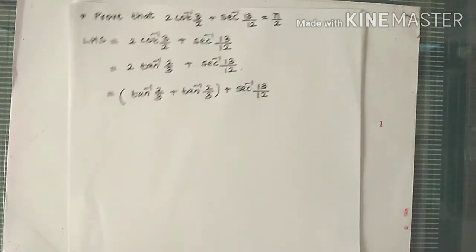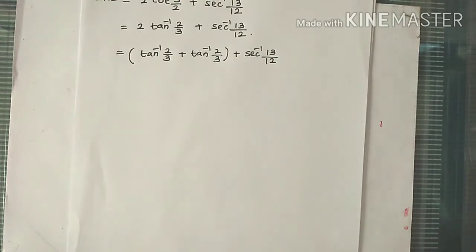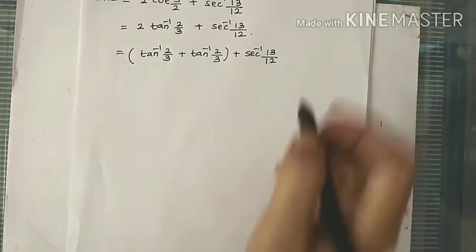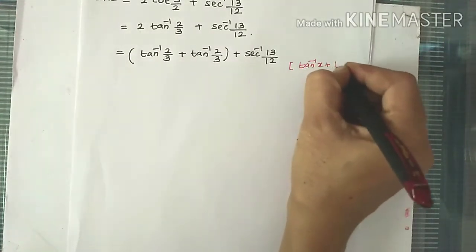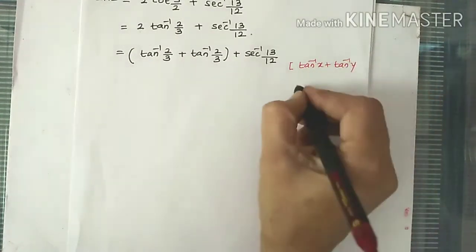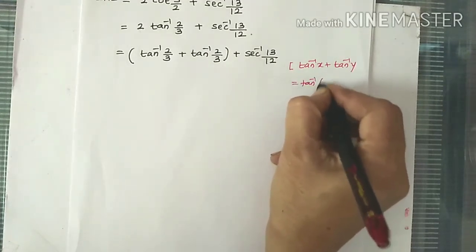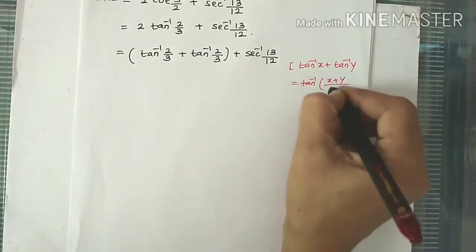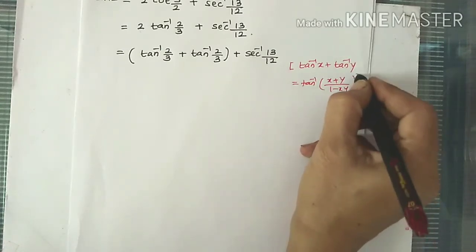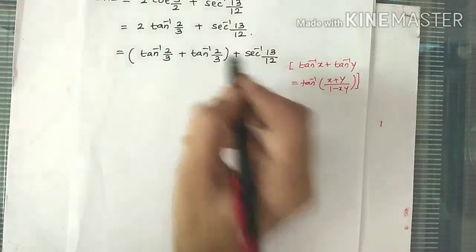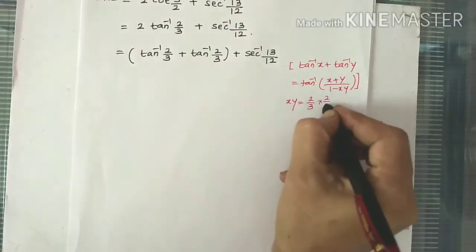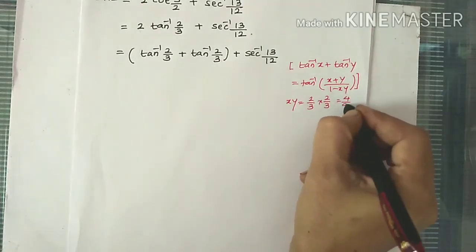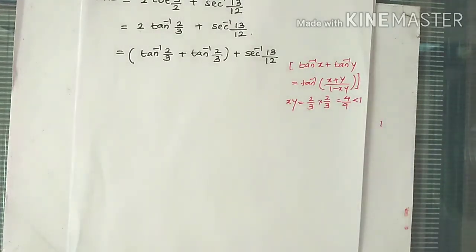Now let's check the value of xy. If xy is less than 1, we have tan inverse x plus tan inverse y as tan inverse of x plus y upon 1 minus xy when xy is less than 1. Now here both x and y are the same, 2 by 3, 2 by 3, so their product xy becomes 4 by 9, which is less than 1. So that's why we are using this property.